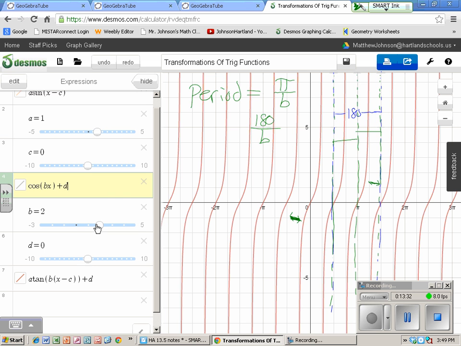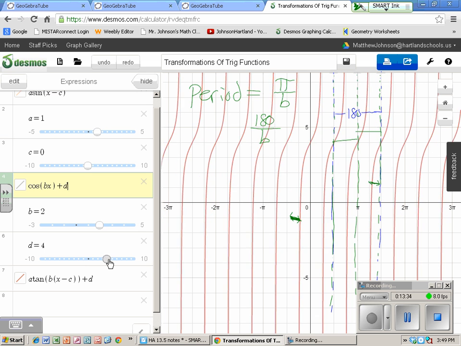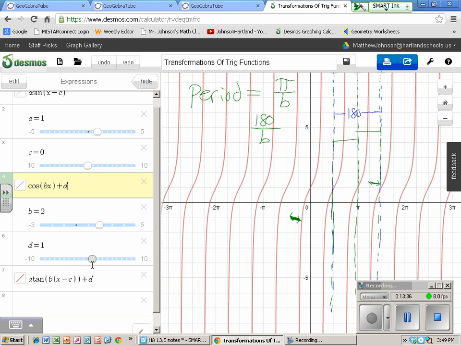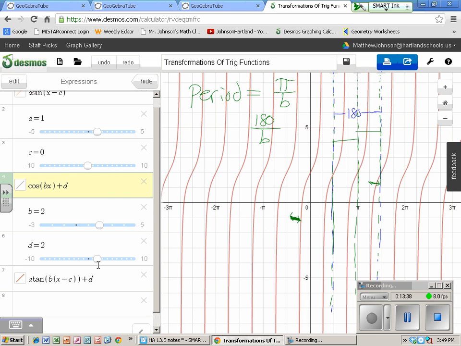The value of d is just going to shift these graphs up or down. It kind of looks weird, but it's just shifting all those things up or down. So that's what the tangent does.